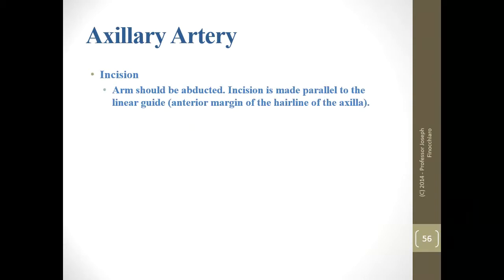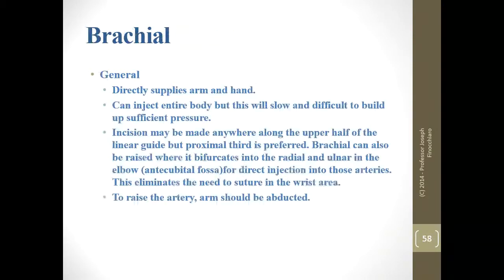The incision: arm should be abducted, made parallel to the linear guide, which is the anterior margin of the hairline of the axilla. And review protocols at home. Brachial supplies arm and hand, can inject the entire body. This is going to be slow and difficult because you're not going to be able to build up a lot of pressure. Incision may be made anywhere along the upper half of the linear guide, but the proximal third is preferred, closer to the trunk than the elbow.